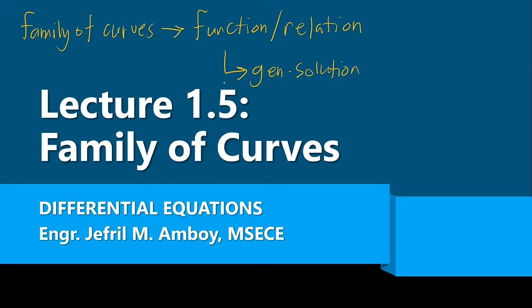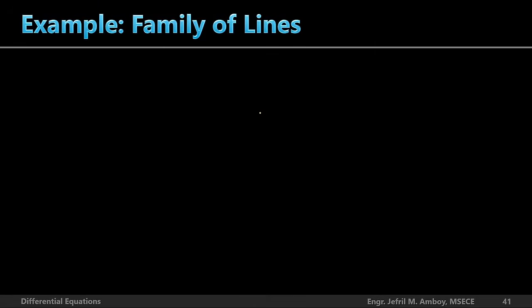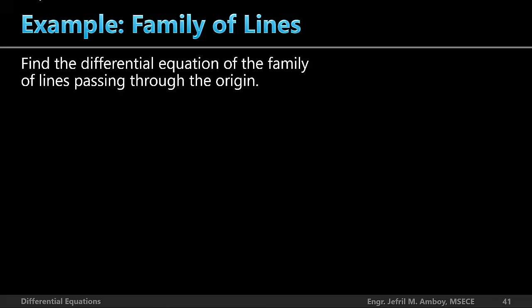So now that we have the general solution in the form of this function, the next step is to eliminate the arbitrary constants or the parameters. Okay, so after we have eliminated all the parameters, then what will be left is the desired differential equation. So, to demonstrate to you how this is done, let us solve the first example. The first example involves a family of lines. So, here's the problem. Find the differential equation of the family of lines passing through the origin.